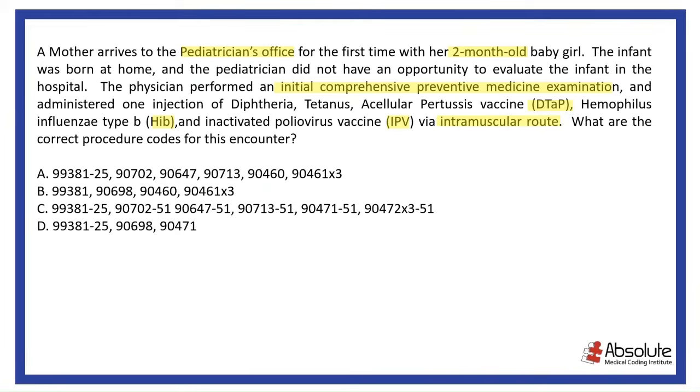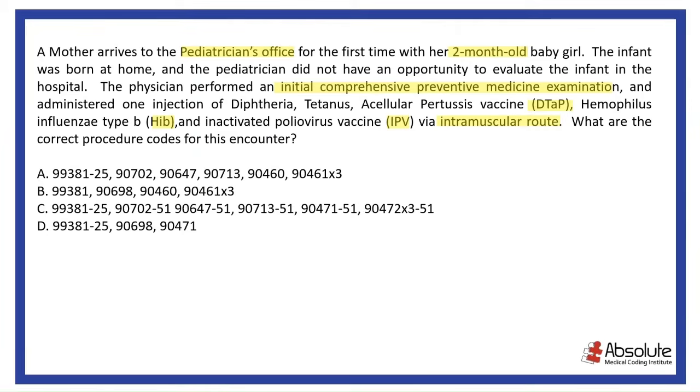Option B, we have 99381, 90698, 90460, 90461 times 3. Option C, we have 99381 with a 25 modifier, 90702 with 51 modifier, 90647 with 51 modifier, 90713 51 modifier, 90471 with 51 modifier, 90472 times 3 with a 51 modifier. And finally, option D, 99381 with a 25 modifier, 90698, 90471.